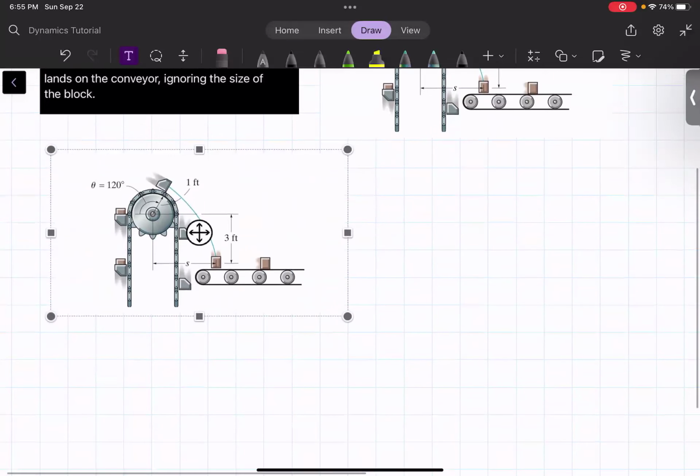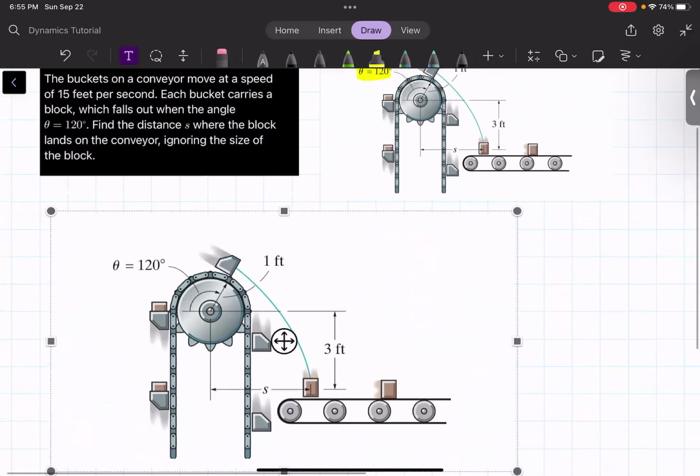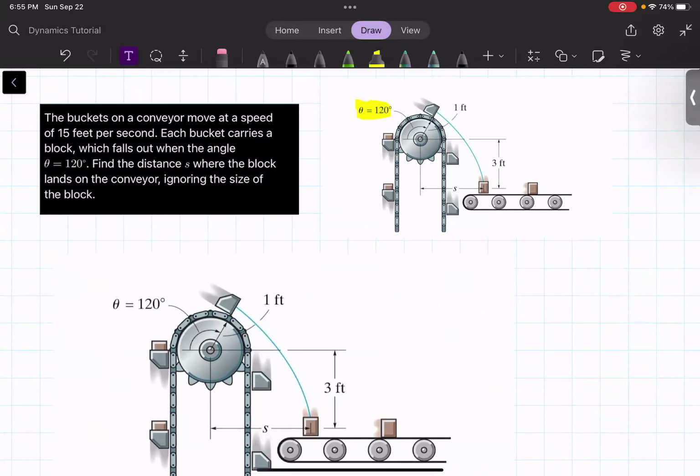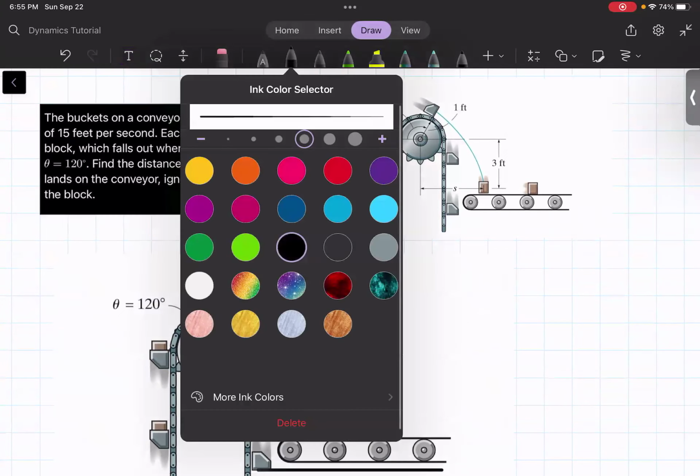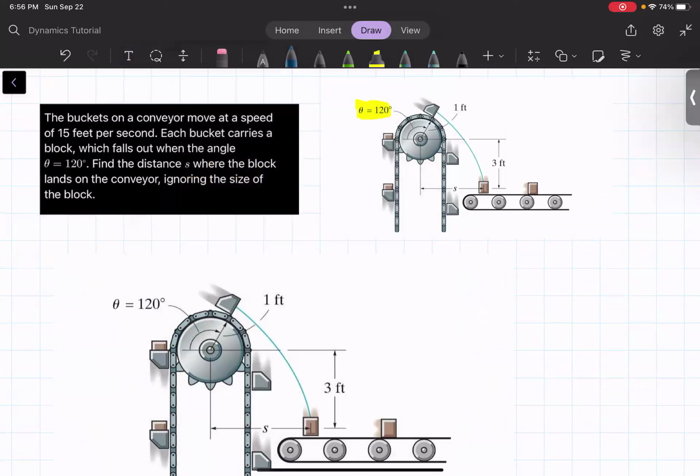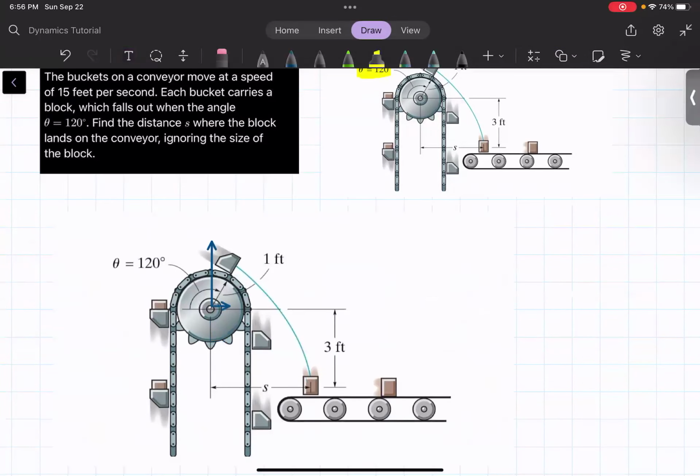We'll be utilizing some concepts in this problem. The first thing we want to do is define our reference frame. Our reference frame is the point where we're going to be measuring our kinematic parameters, in this case, position, velocity, and acceleration. So I drew it at the center of the sprocket.